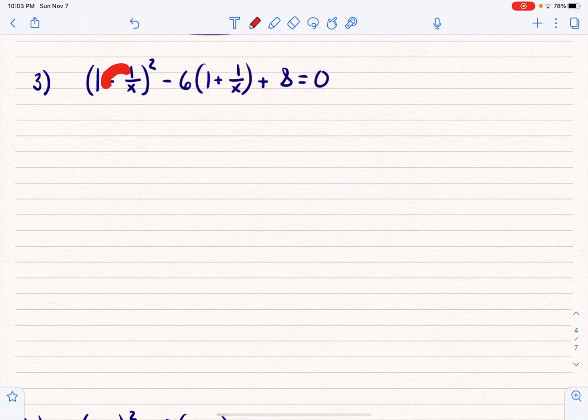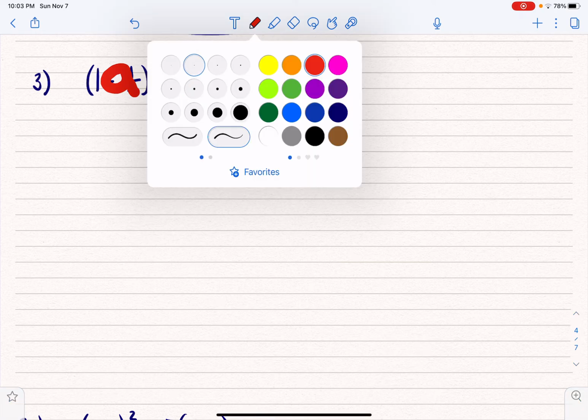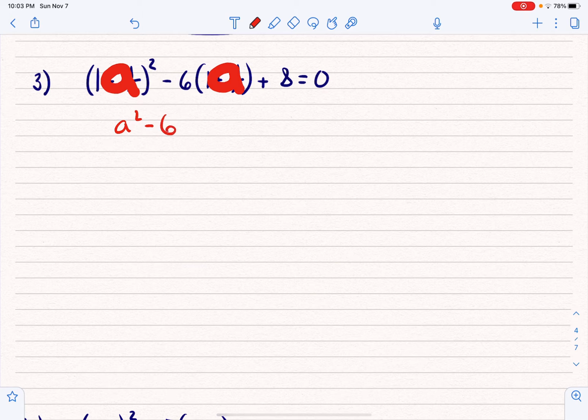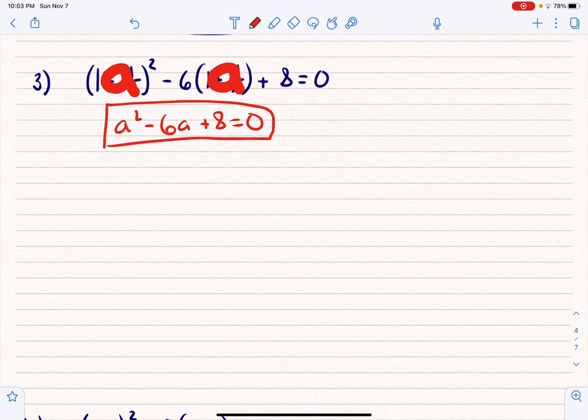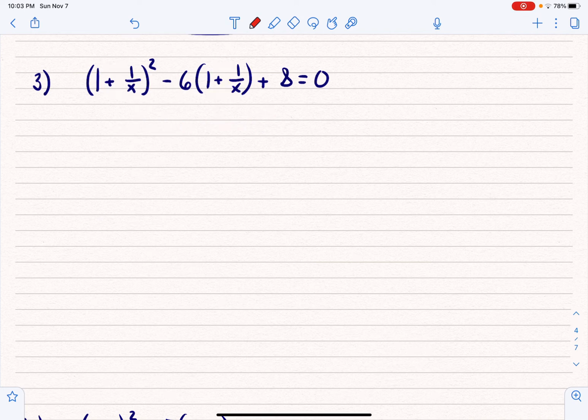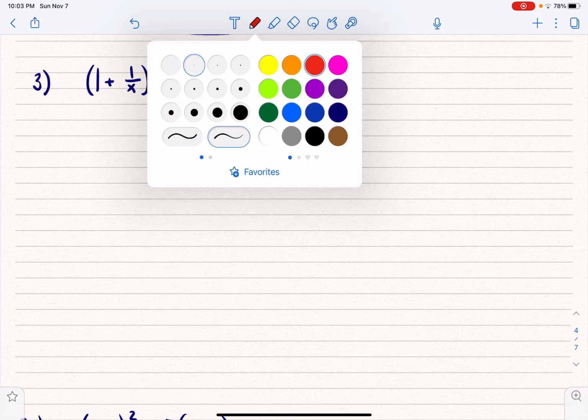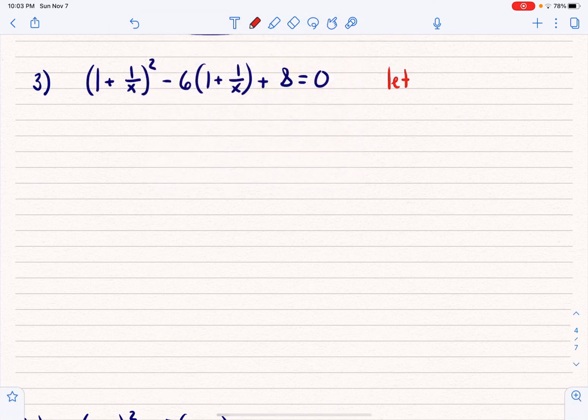So what I'm trying to see right here is that if this was an A, and this was an A, look what this would actually rewrite to be. This would say a squared minus 6a plus 8 equals 0. Now right there is a very basic quadratic. That's a really simple one. And ultimately, that's kind of what we have. It's just a whole lot uglier, okay? And so what we're going to do is some substitution. So over here, I'm going to say, hey, let's let u equal 1 plus 1 over x. So then when I rewrite this, I get u squared minus 6u plus 8 equals 0.